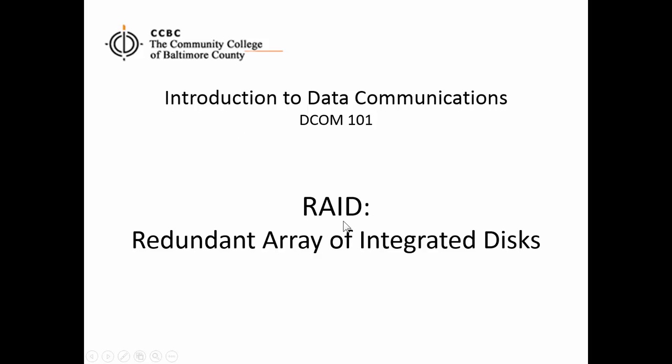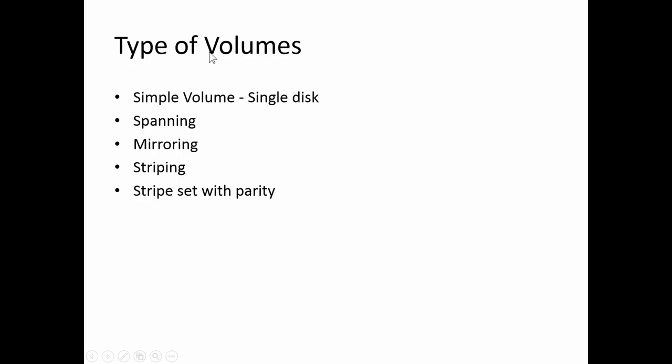Let's get started on RAID, Redundant Array of Integrated Disks. There are several different types of volumes that you can implement on a server: a simple volume, or a span volume, or a mirrored volume, or a striped volume, or a stripe set with parity. Let's look at each one of those.